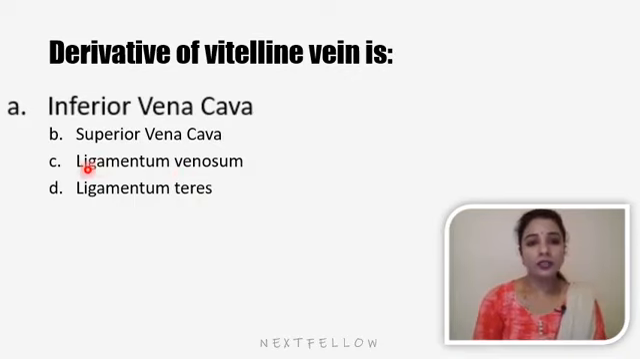So ligamentum venosum is also an answer, because the ductus venosus is also derived from the vitelline vein. So ligamentum venosum and inferior vena cava are both answers for this question. So this completes the development of the inferior vena cava.